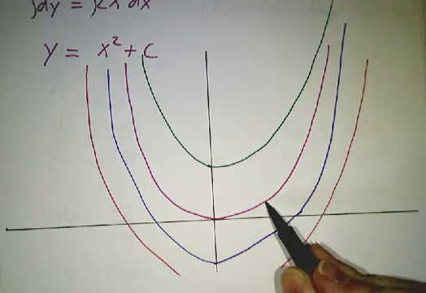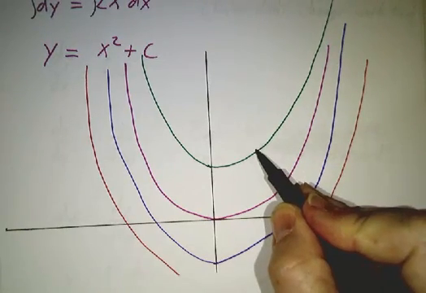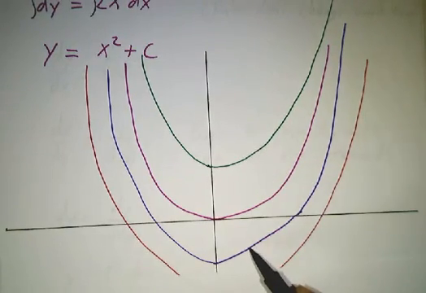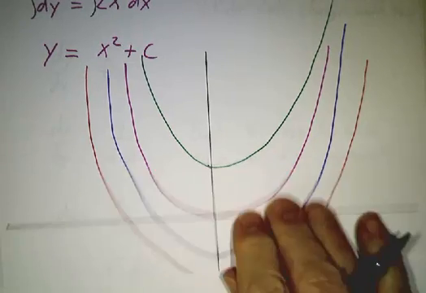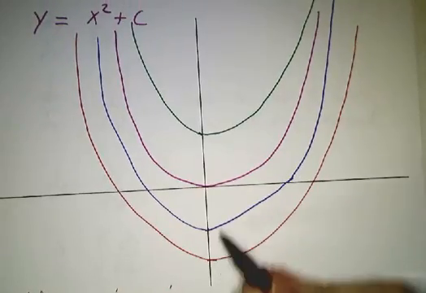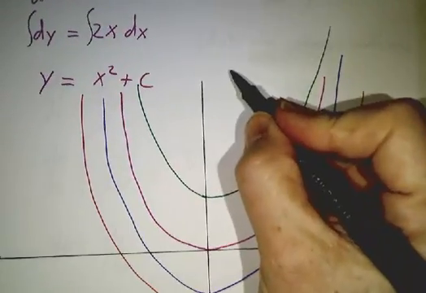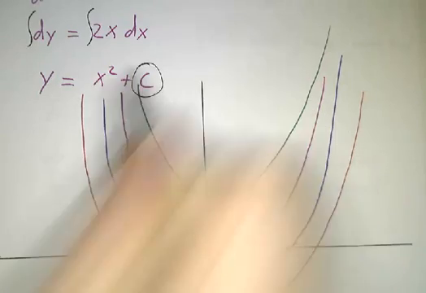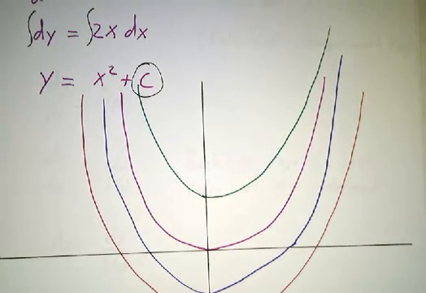It could be that y is x squared. That's a solution. Or it could be that y is x squared plus 1. That's also a solution. Or x squared minus 1. That's also a solution. Or x squared minus 2. That's also a solution. You have a whole family of solutions, but they only differ by adding this one constant. You know one solution, add a constant, you've got all the others.